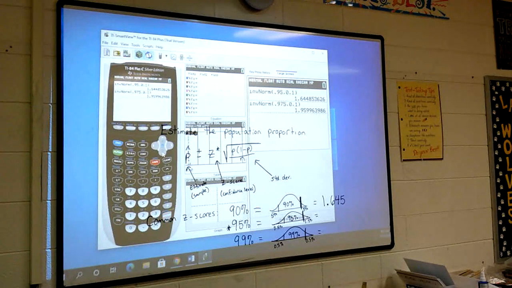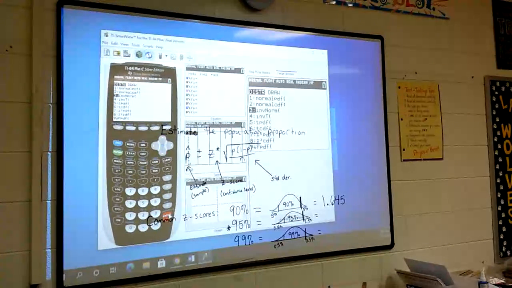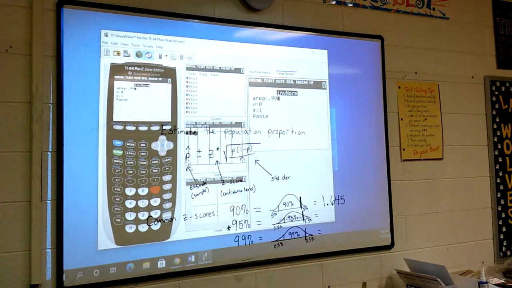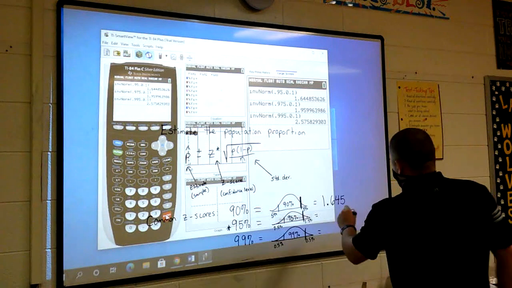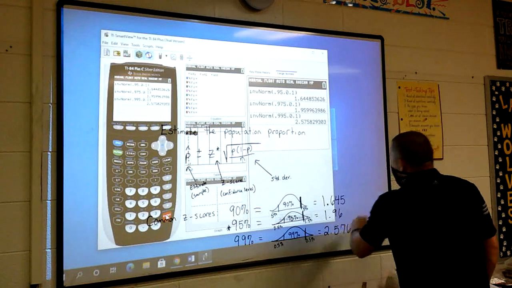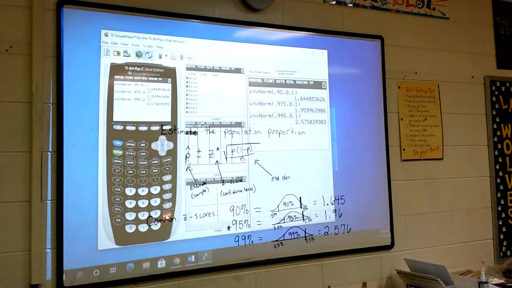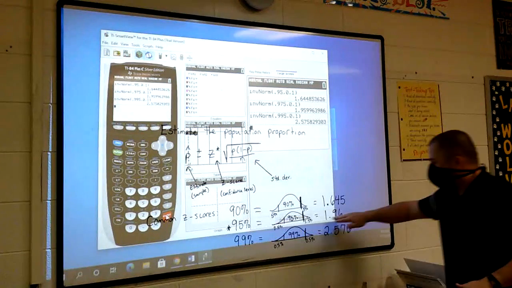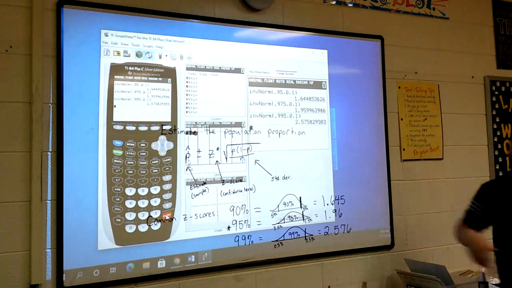And then for the third one, you would put in 0.995. And that's going to give you 2.576. So for 95%, it's 1.96. For 99%, it's 2.576. If you remember way back in chapter 2, for the normal distribution, we said if you're one standard deviation away from the mean, 68%, 2 standard deviations is 95%, and 3 is 99.7%. Remember, 2 standard deviations is 95%. That's what this is. It's right at 2 almost, the 95%.